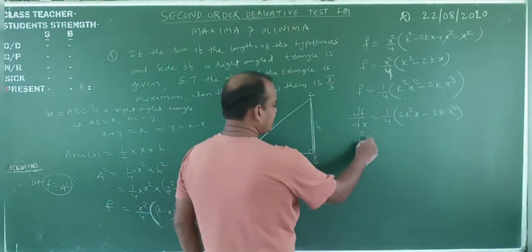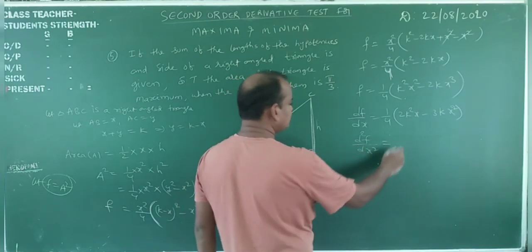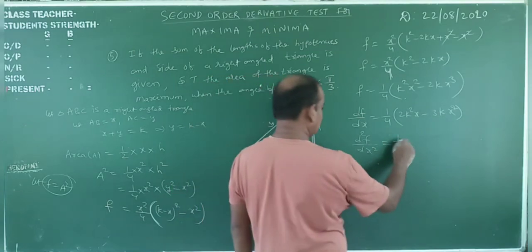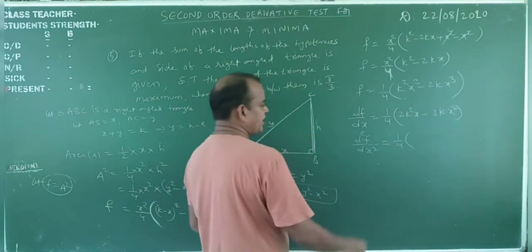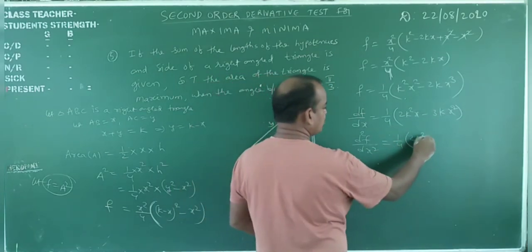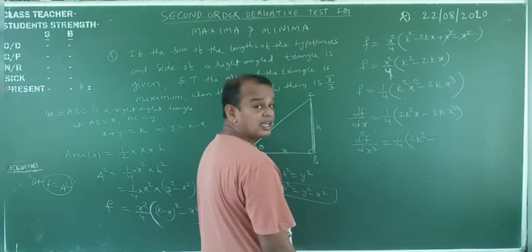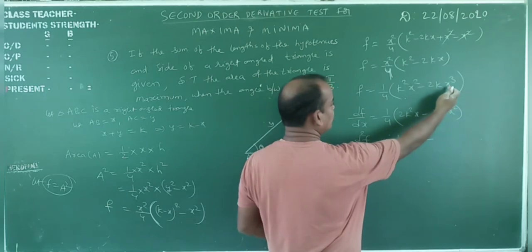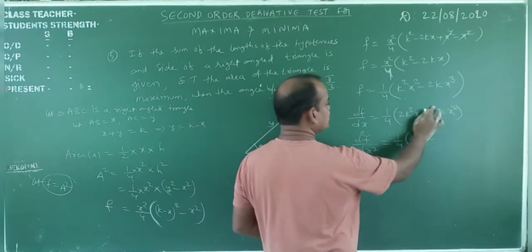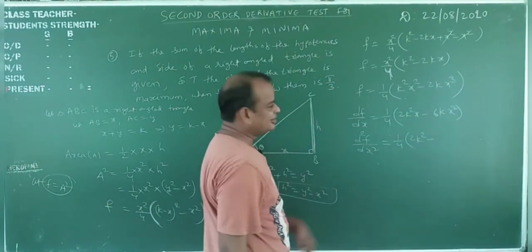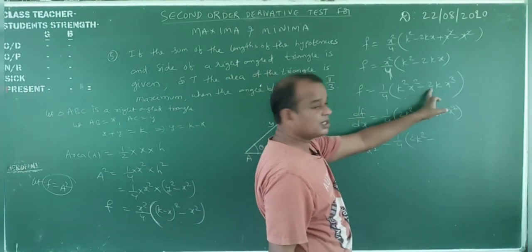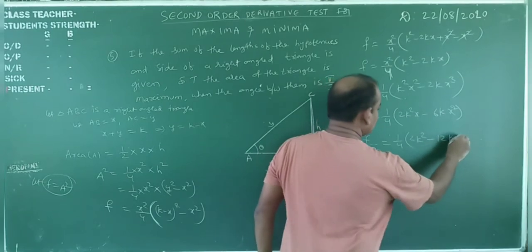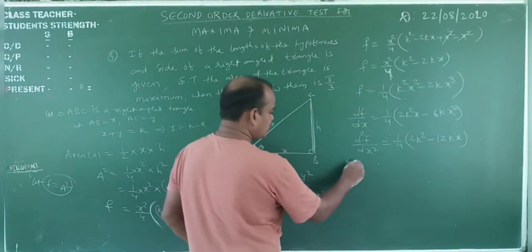Now, d square f by dx square. This is 1 by 4 into: differentiating again, 2k square minus, x square derivative is 2x, so 3 times 2k times 2x, that is 12kx. So the second order derivative is 1 by 4 into (2k square minus 12kx).